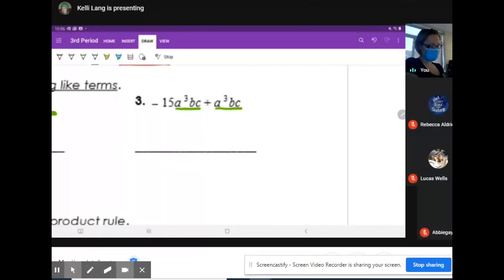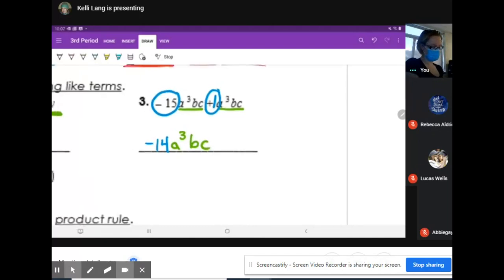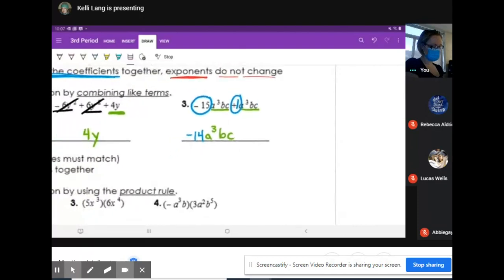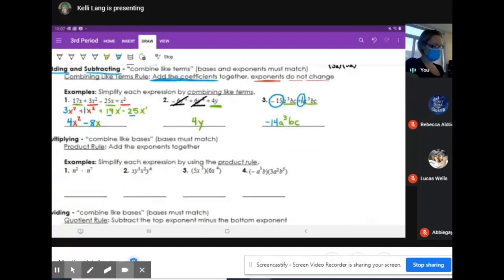So look for that. But once you have that, the rest is easy. You just add together your two coefficients. So I've got negative 15 and a positive 1. When I add together negative 15 plus 1, you get negative 14. And then the rest of it just kind of carries down. A cubed BC. That's it. So these problems are often way simpler than they even appear at first. So that was our first rule, and that one was hopefully review.